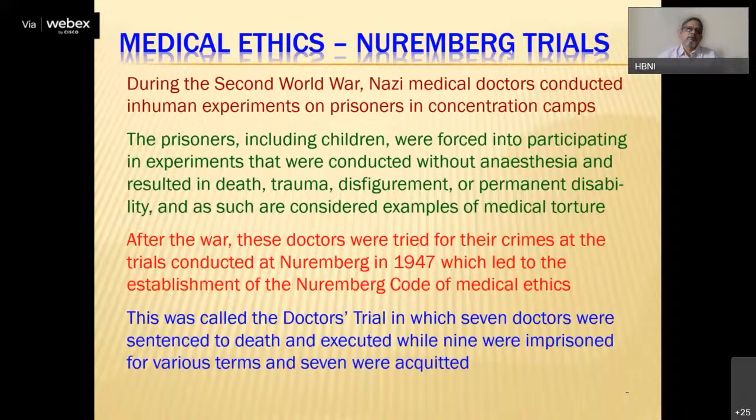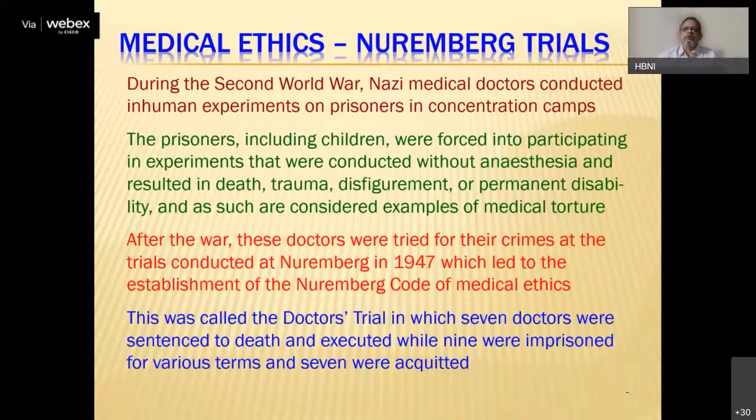And the prisoners, including children, were forced into participating in experiments that were conducted without anesthesia. And very often, these experiments resulted in death, trauma, disfigurement, or permanent disability. And of course, all these things are considered examples of medical torture.